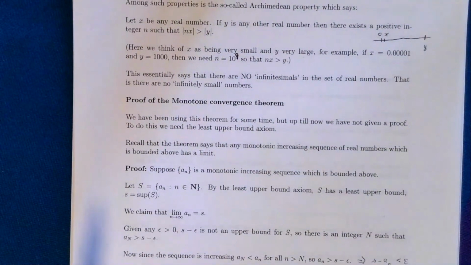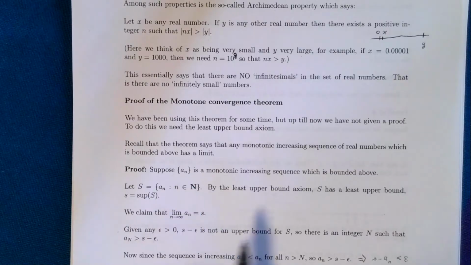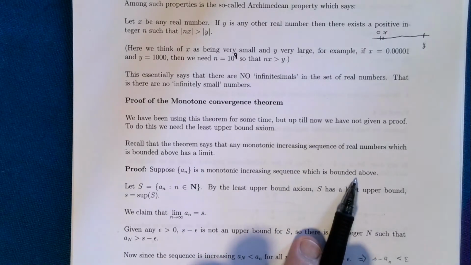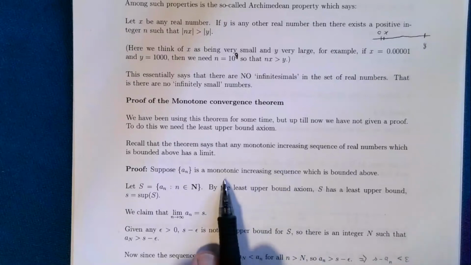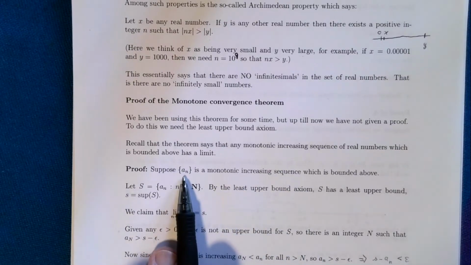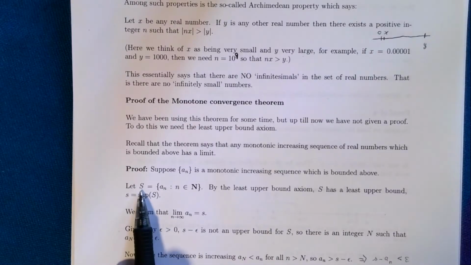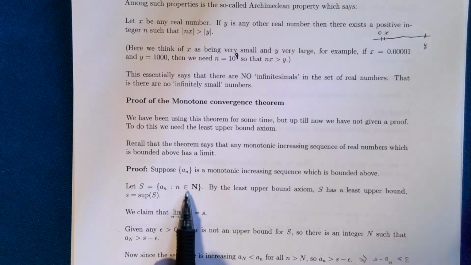So here's a proof of the monotone convergence theorem. Suppose we've got a_n as a monotonic increasing sequence which is bounded above. Remember, the monotone convergence theorem says that in that case, if there's a brick wall and it's monotonic increasing, this has a limit. I've got to get some sets into it, so I'm going to put S to be equal to the set of all these numbers.